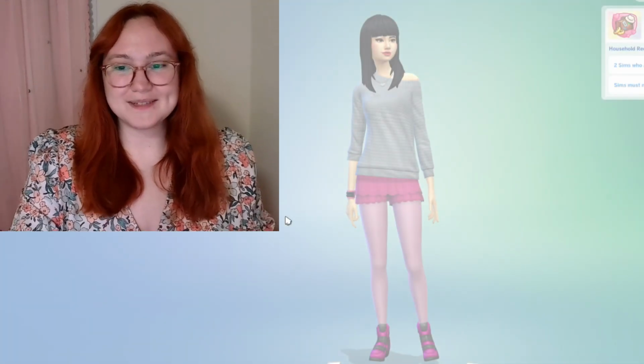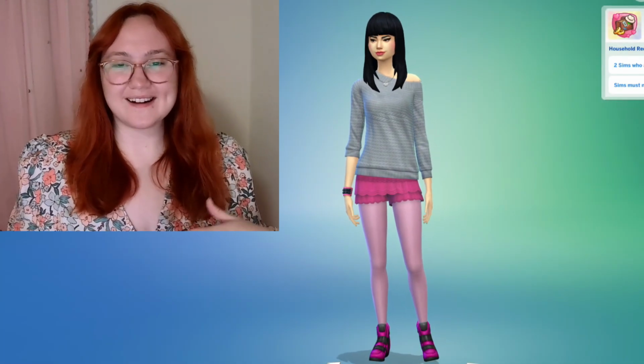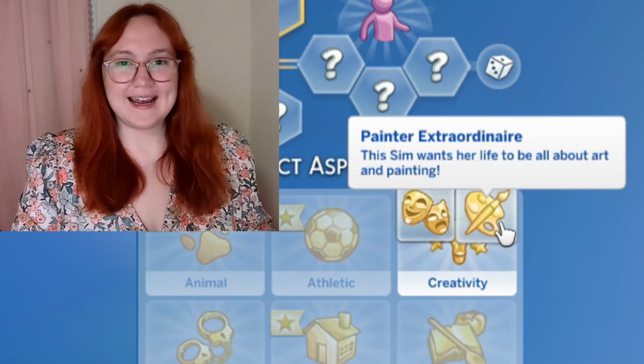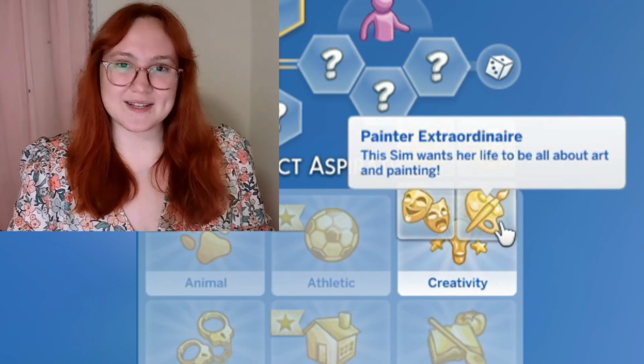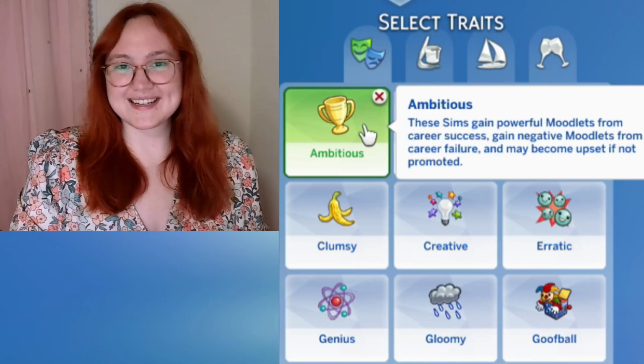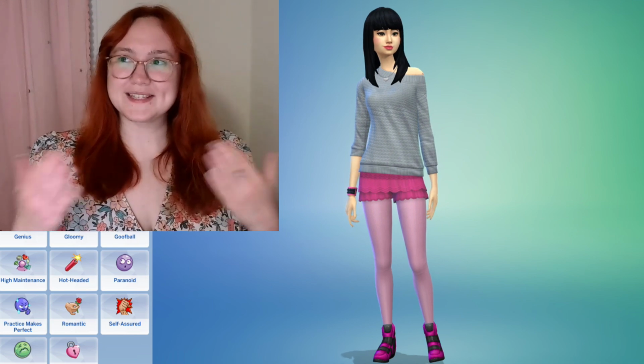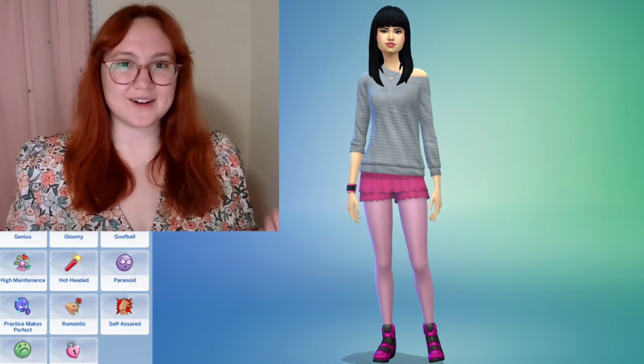We've got our random Sim with no traits ready to go. We know based off the description of this scenario that she and her fiance are both freelance artists. Let's make her life goal reflect that. We're gonna make her a painter extraordinaire, and we'll give her a trait that supports this goal. She's gonna be ambitious. For the next two traits, let's think about just the plot. It's all about this couple struggling to plan their wedding and their honeymoon.